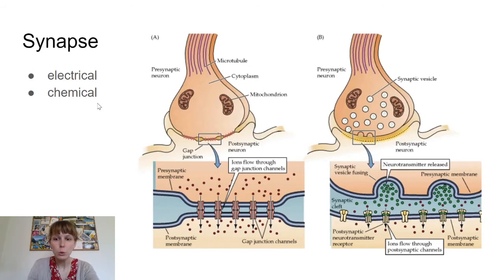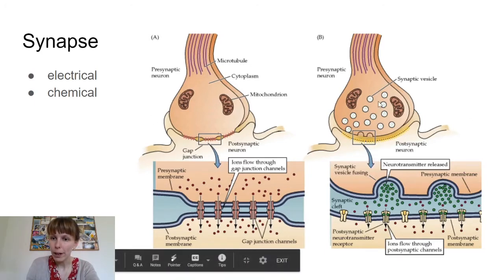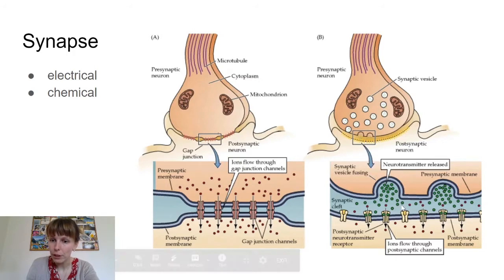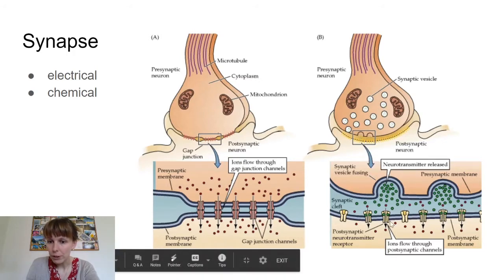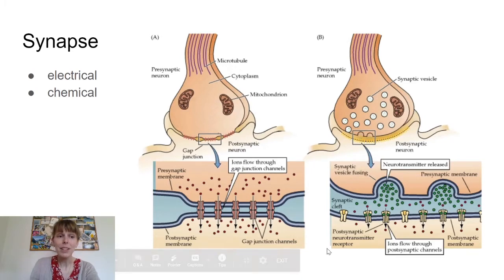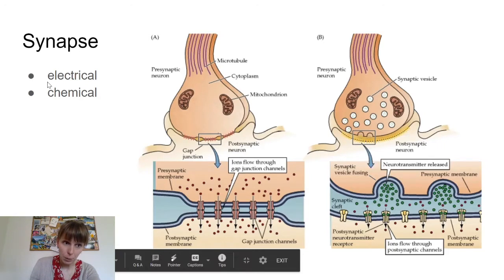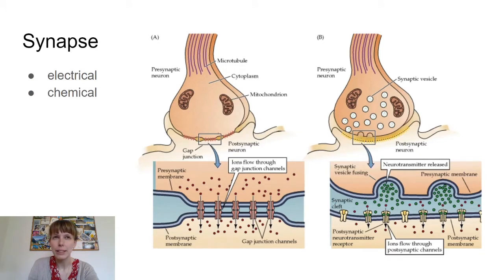And there are two types of synapses. You have the electrical one and the chemical one. The typical synapse that you usually think about is the chemical one. That's the B picture, where you have vesicles with neurotransmitter, you have the synaptic cleft and receptors for the neurotransmitter, and that's how the signal is spreading from the presynaptic to the postsynaptic cell. There is also this other type of synapse, which is sort of less complicated.